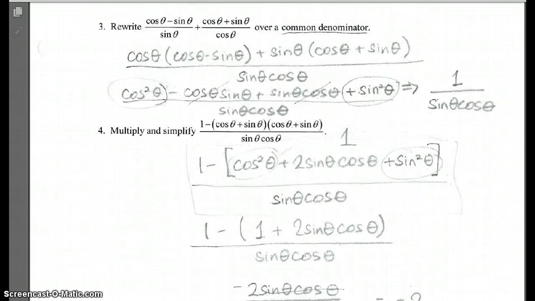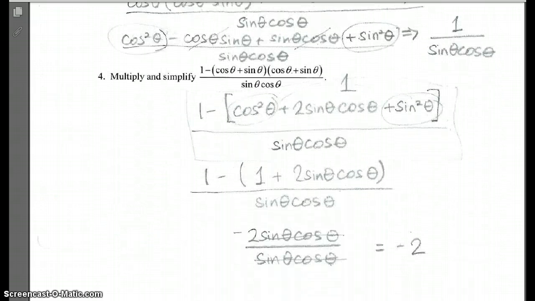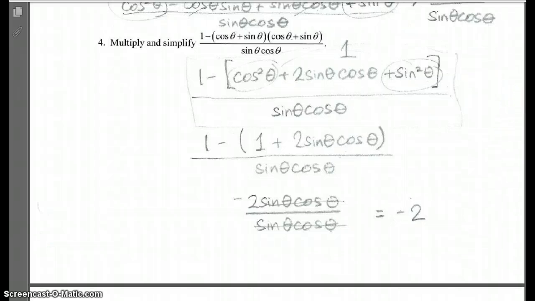Sometimes you're going to do things like multiply and simplify. So here I have 2 binomials. So we FOIL to get cosine squared plus 2 sine theta cosine theta plus sine squared. What that does is it gives me the sine squared plus cosine squared. That's 1. And then I still have my 2 sine theta cosine theta. But notice that the 1 minus 1 cancels. We distribute the negative inside. And then this simplifies down to negative 2. So you want to look at little tricks like that with the algebra.